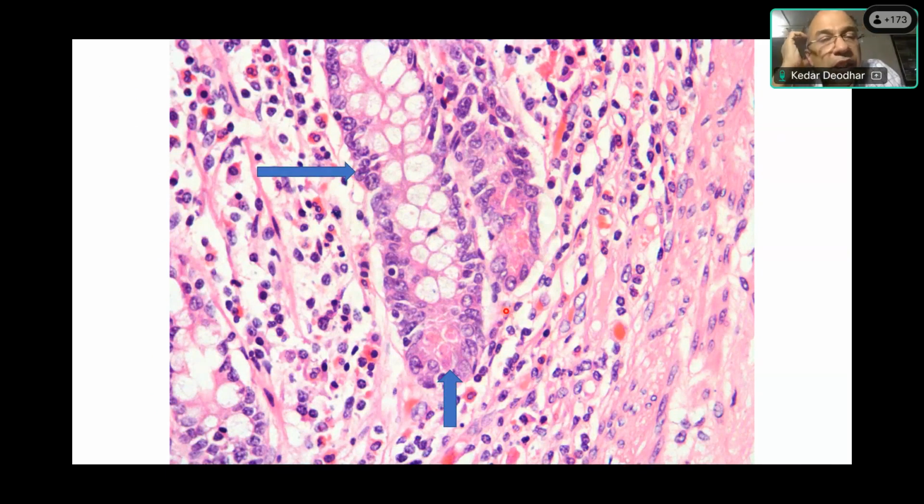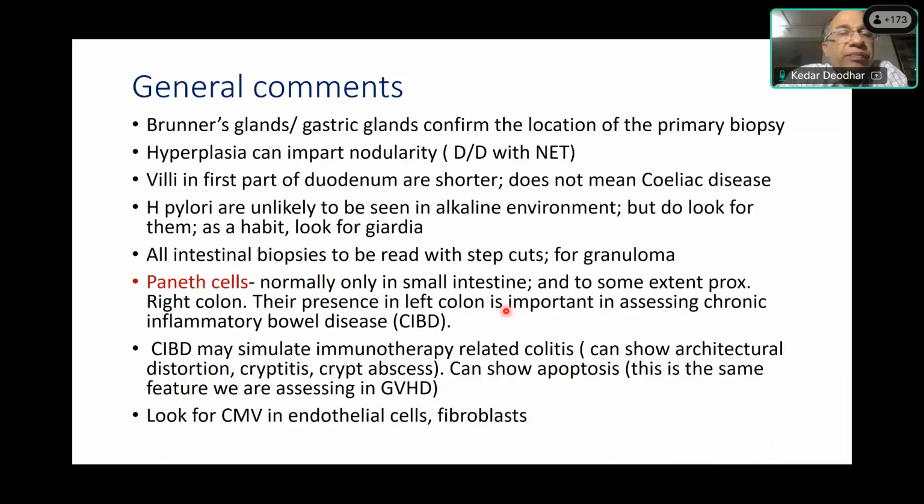So regarding general comments, as we discussed, Brunner's glands or gastric glands are useful in confirming the location of the primary site of the biopsy, because even if the endoscopist does not tell you, we know this is the location, either duodenum or the stomach. Villi in the first part of the duodenum are shorter. So we usually look for evidence of celiac disease when villus blunting is seen while reading the slides, but villi in the first part of the duodenum are usually shorter.